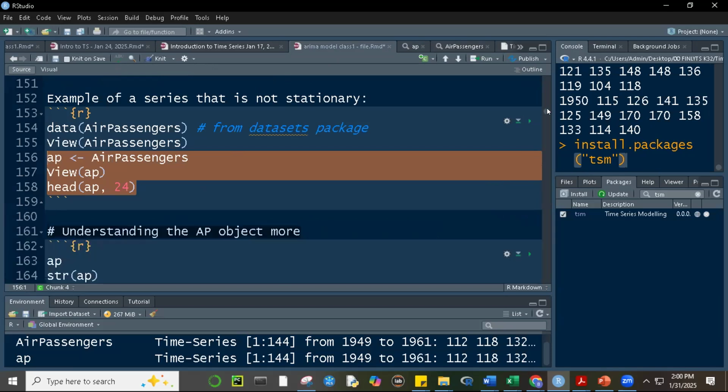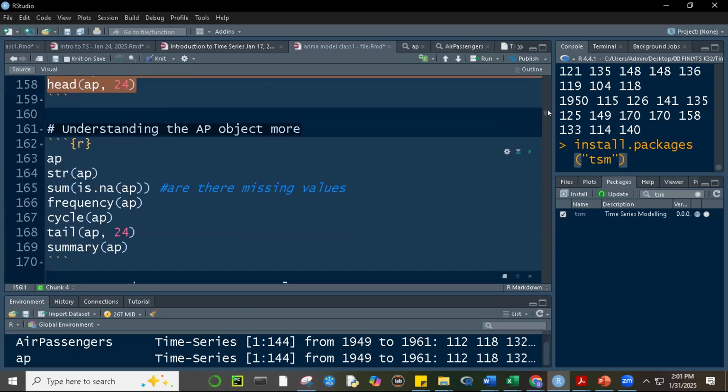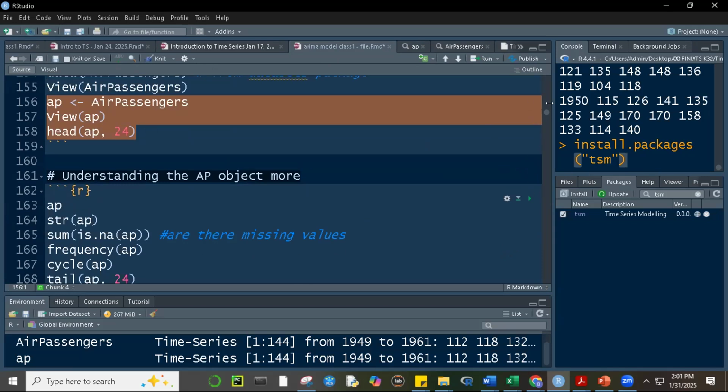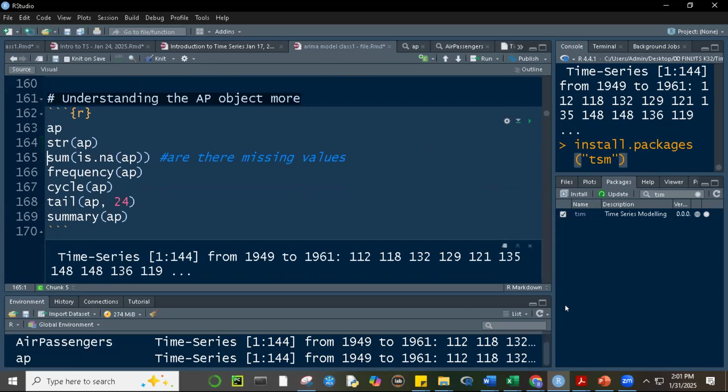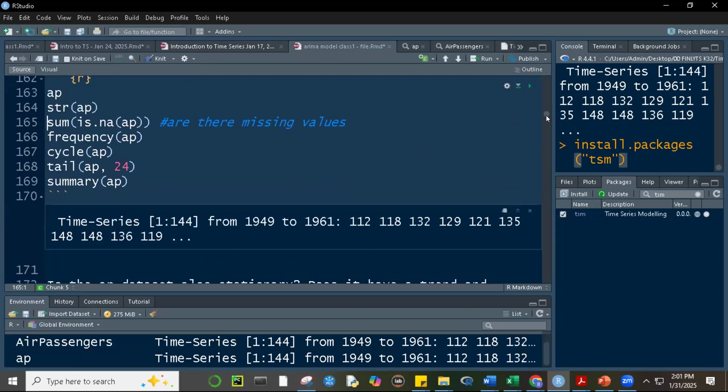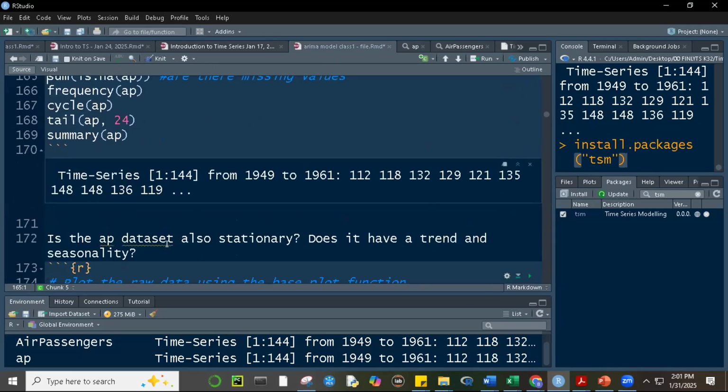Okay, I'm going through this fast because we have already done this. Now, let's take a look at other functions. So if you get the structure of airline passengers, what are we getting, class? It tells us some information about the data. It's a time series data. It's a time series vector.